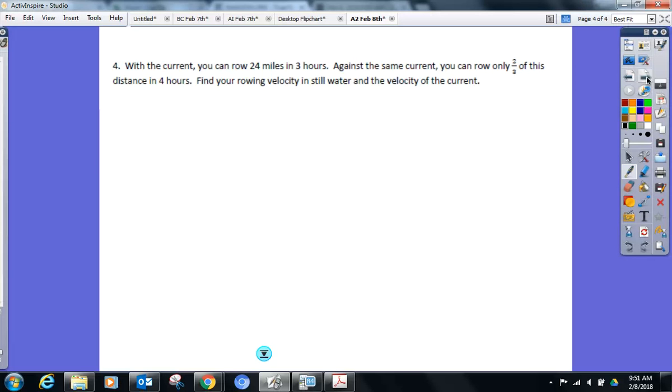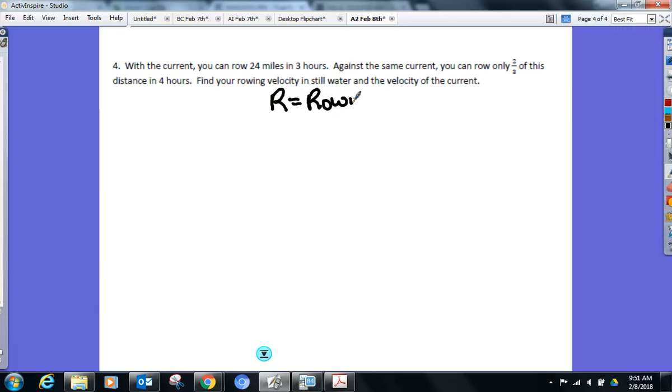All right, against the same current, you can only row 2/3 of this distance in 4 hours. Find your rowing speed and the current speed. All right, so here we go. Rowing speed, we'll go R. Current speed, we'll go C.